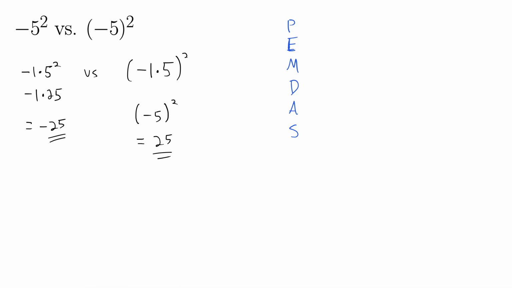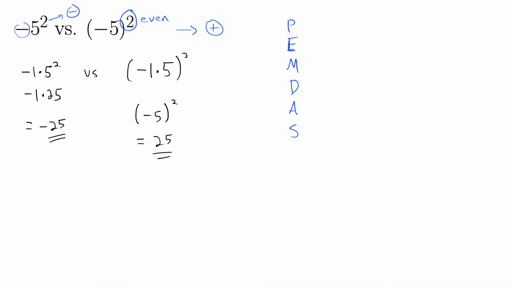In conclusion, when the negative is inside parentheses and your exponent is even, right, this only matters if the exponent is even, the answer is positive. No parentheses, negative out front, that's going to give us a negative.